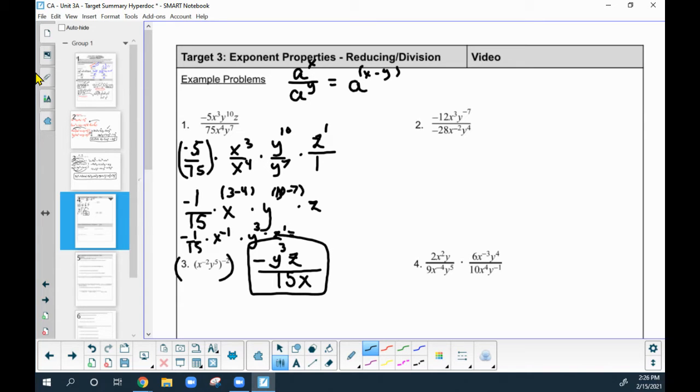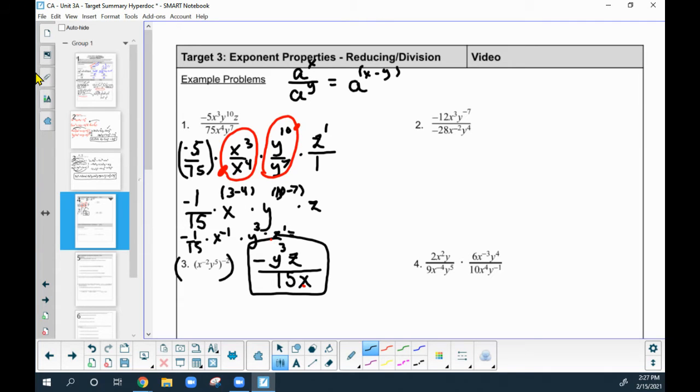Okay, and one of the ways you want to always check your work is when you look at the original setup, wherever the biggest power is, that's where your leftovers, if you will, are going to remain. So in the x's, the 4 was bigger in the bottom, so your answer stayed in the bottom. But in the y's, your 10 was bigger in the top, so your answer stayed in the top. Let's go to the next one.